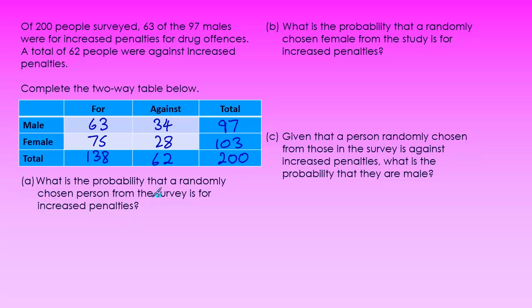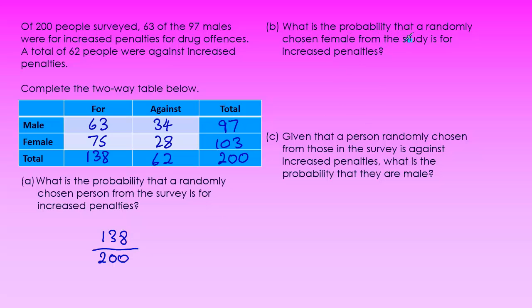What is the probability that a randomly chosen person from the survey is for increased penalties? So this is completely unrestricted, and our probability will be out of 200. So those for increased penalties are 138. So that's 138 over 200. And we could cancel that down. I'm not going to worry about it.